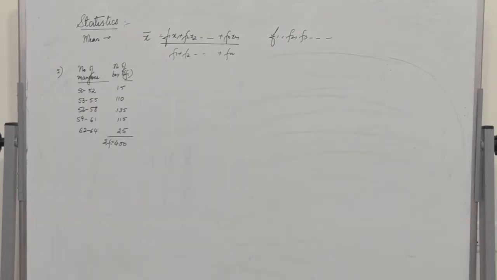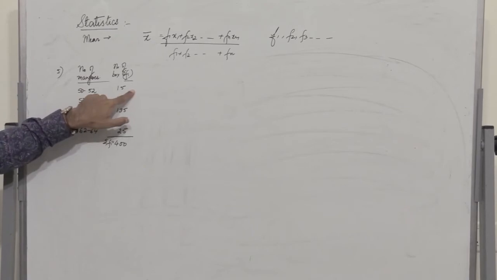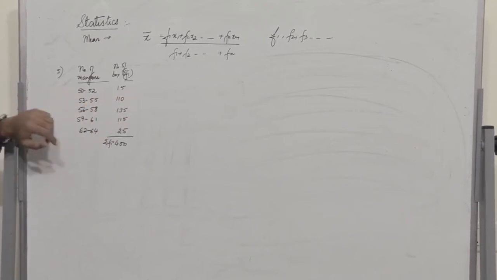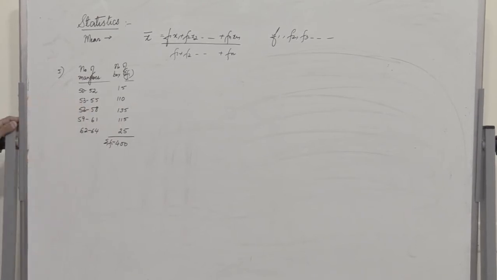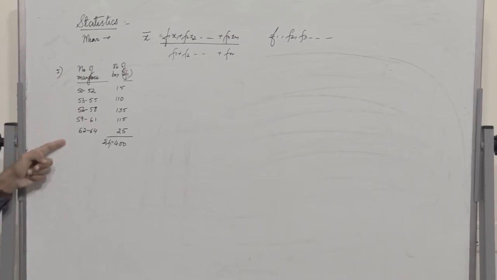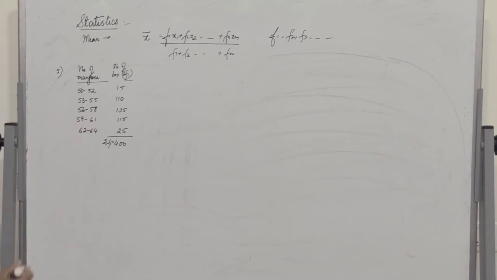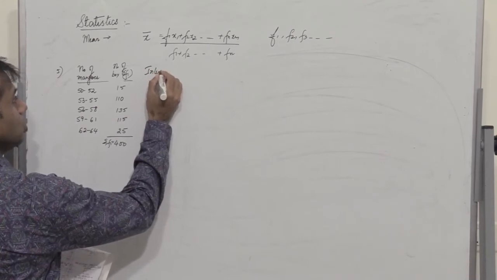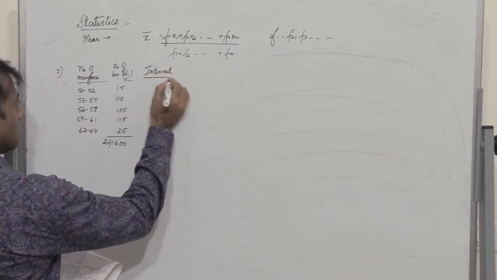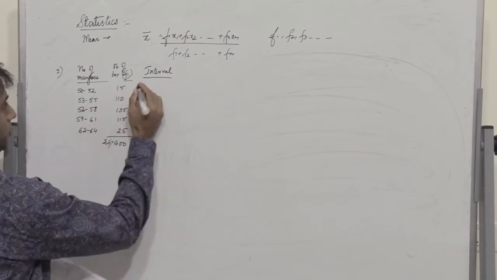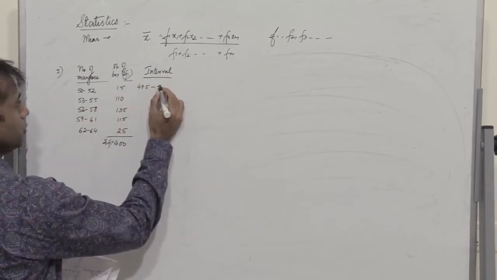So the next problem, given the number of mangoes and the number of boxes here. So there are 15 boxes having mangoes in the range of 50 to 52, 110 boxes having mangoes in the range of 53 to 55 and so on. Now we find that this range is not continuous, right? So in order to make it continuous, what we do is we add 0.5 and subtract 0.5 from the upper and the lower limit. So when we do that, we get the new interval as, so I'm subtracting 0.5 from 50, so I get 49.5 to 52.5.